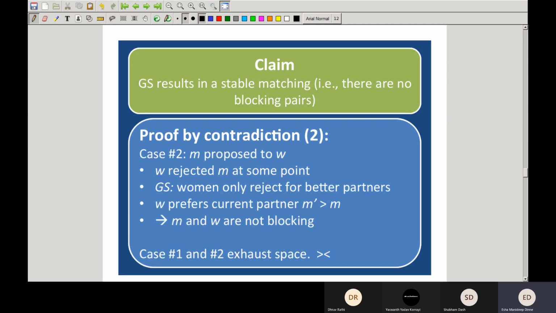Now let's look at the second case: M proposed to W. If M proposed to W and they form a blocking pair, that means they are not with each other and somebody else swapped M. Initially there was M and W, because M proposed to W, and he got swapped out by somebody else, M dash. This is one scenario. The other scenario is that W was with M dash before, and when M came and proposed to her, she rejected him. That will only happen if she prefers M dash more. So basically W rejected M at some point, either in this scenario or in that scenario.